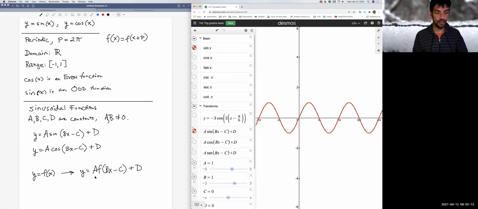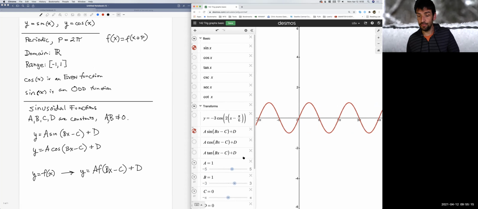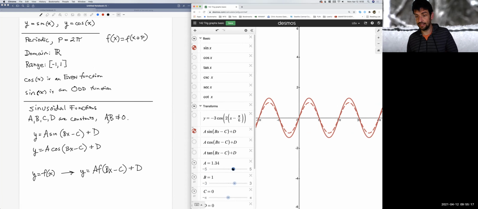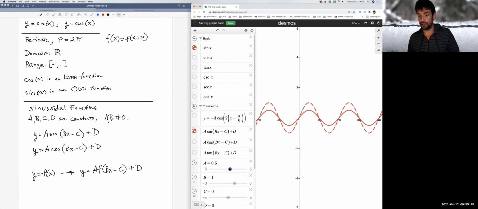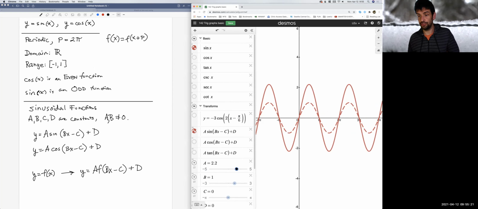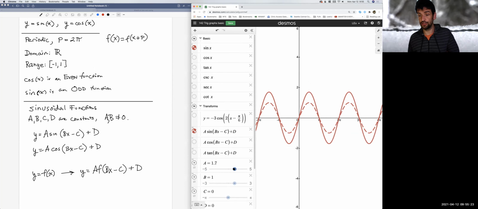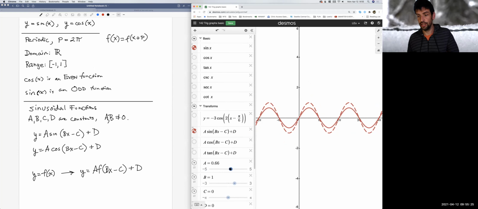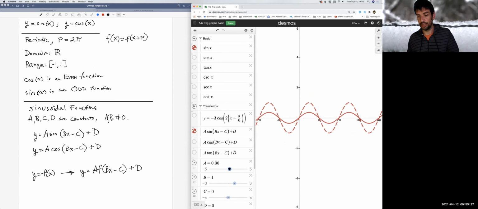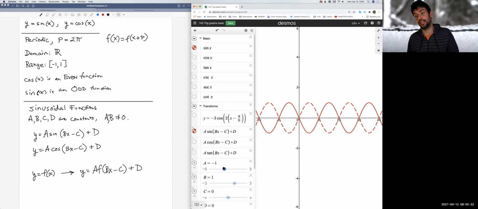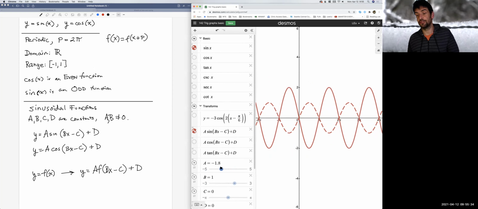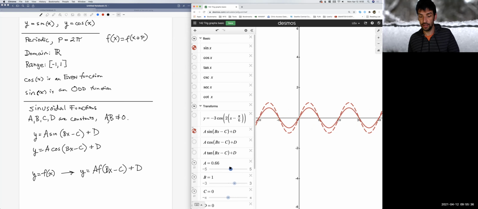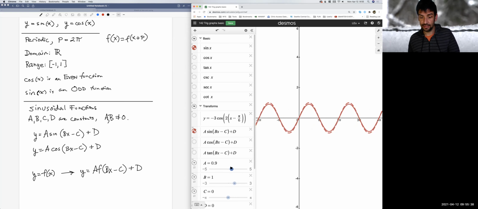So this first constant A, if you multiply a function by a constant, you get a vertical stretch or compression. So I can make the dotted line the original sine function where A is just a 1. And we see we can stretch or compress. If we multiply by a negative, it flips it upside down. We can still stretch and compress it. So that's what A does. Put it back to the original.